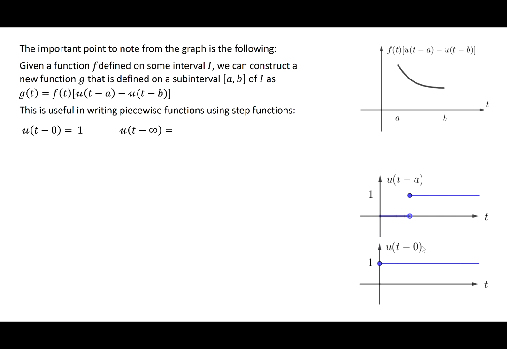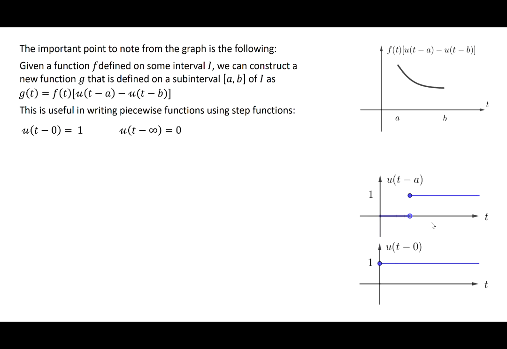Cool. Now, let me ask you, what is u of t minus infinity equal to? Oh, looking at u of t minus a, a is apparently infinity. And so u of t minus a graph is 0 from 0 to a. Okay, so from 0 to infinity, this would be 0. At infinity, it will jump up to 1. What? At infinity, it will jump up to 1. That means it will never jump up to 1. It will stay 0 all over. In other words, that's exactly the same as 0.